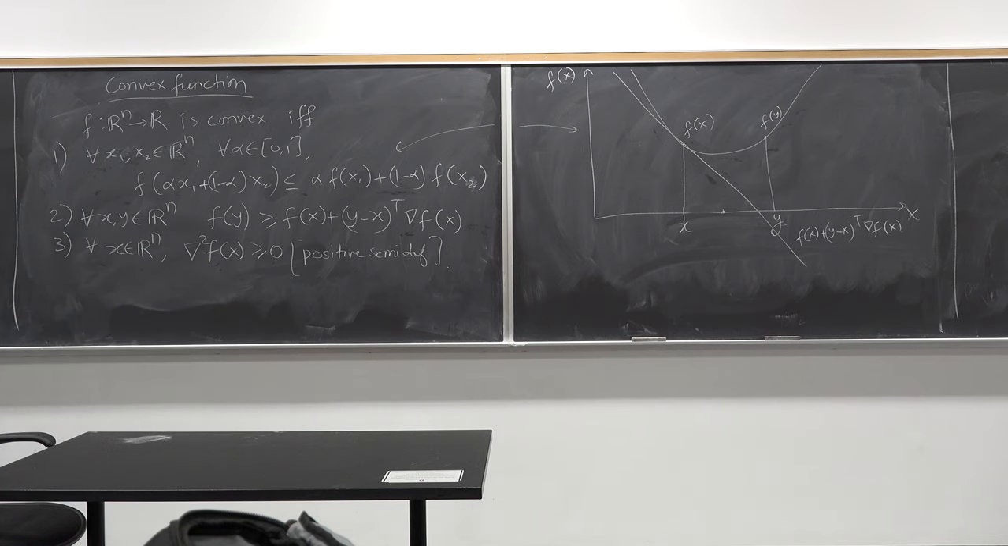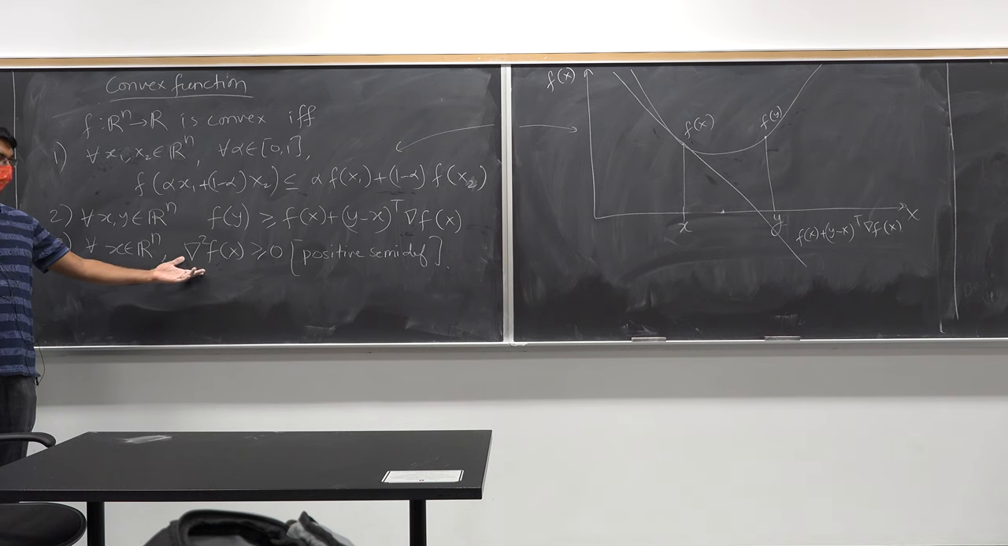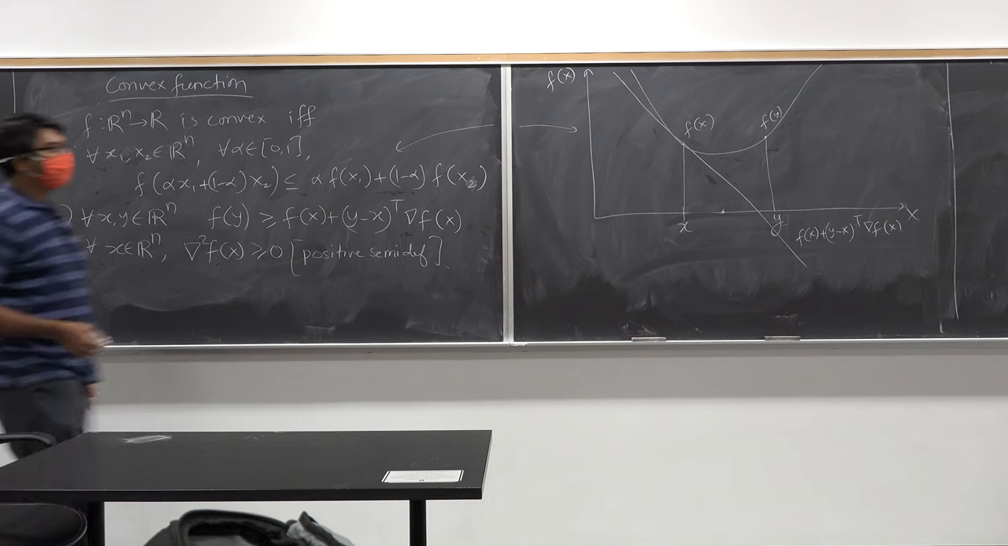And that's because typically in machine learning, people would want the loss function to be a convex function because it becomes much easier to solve the problem in that case.